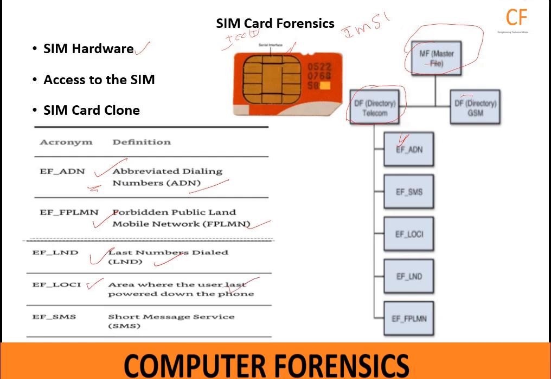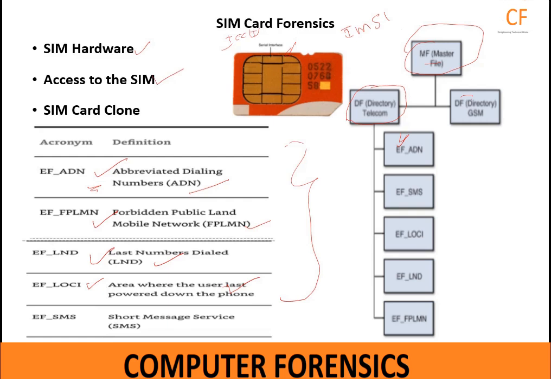EFLOCI contains the temporary mobile subscriber identity, TMSI, which is assigned by the visitor location register, VLR. The TMSI represents the location where the mobile equipment was last shut down. The TMSI is 4 octets long and will make no sense to the investigator. However, the investigator could contact the carrier for assistance with determining the location represented by the TMSI. The table provides the definitions of the acronyms used in the SIM file system.